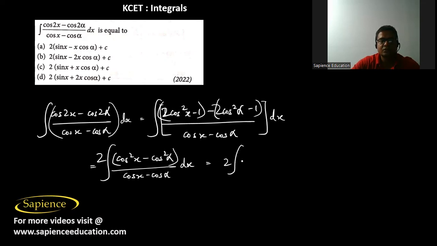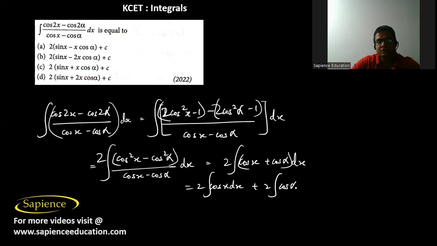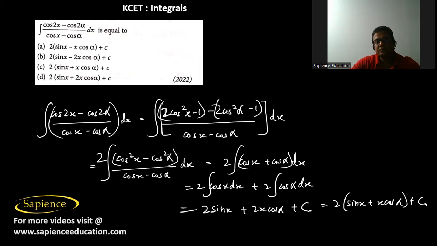So this will come 2 into integral cos x plus cos alpha into dx. Now alpha is a constant. So this will be 2 into integral cos x dx plus 2 into integral cos alpha dx. Cos alpha is constant, it will come outside of the integration. So integral cos x is sin x. So this is 2 sin x plus 2x cos alpha plus c, which is 2 into sin x plus x cos alpha plus c. So option C is the correct answer.